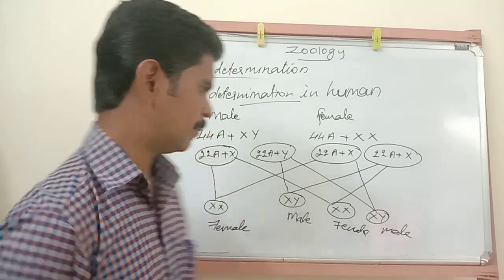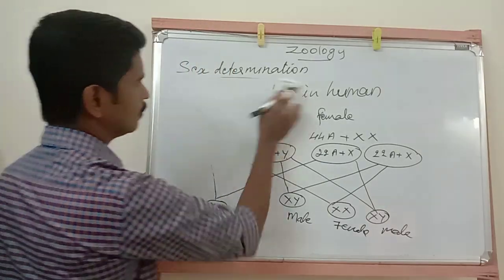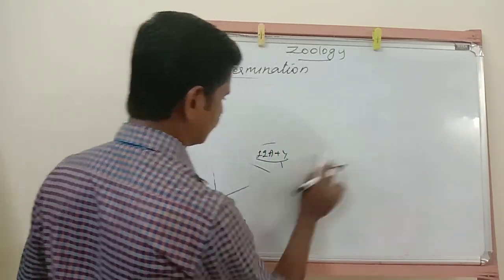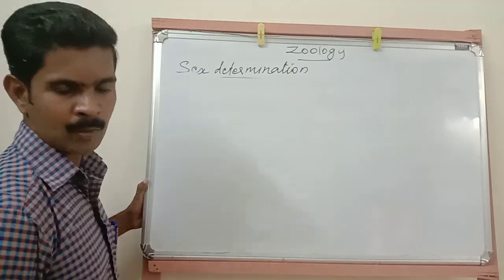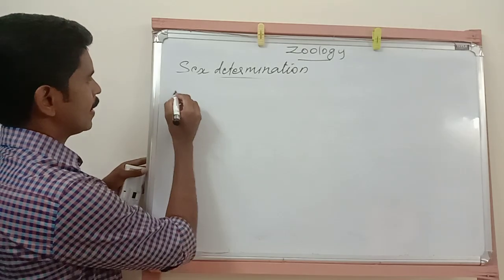Understand, all of you? Then next, a 3-mark question: haplodiploid sex determination.